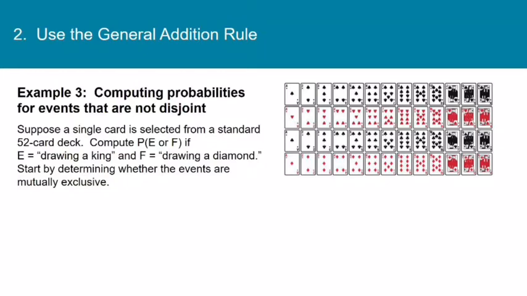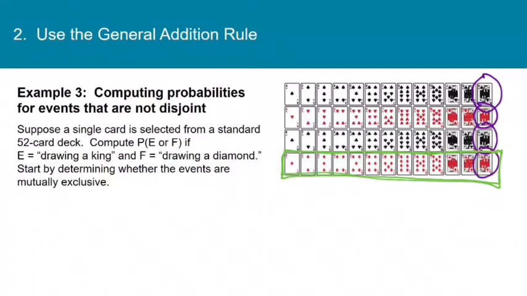So the event E is drawing a king, so that's going to be these 4 cards here. And the event F is drawing a diamond, so that's going to be all the cards on the bottom row. Those are all diamonds, and there are 13 of them. And notice that there is one card that is both a king and a diamond.